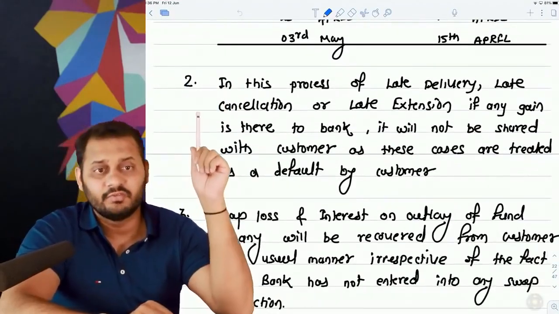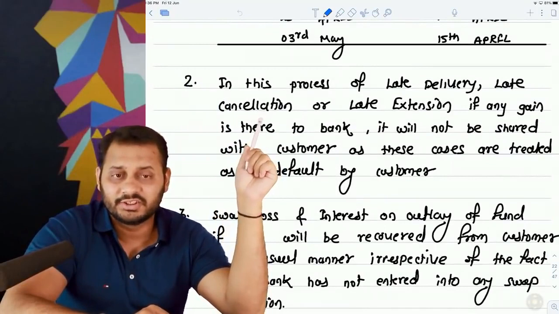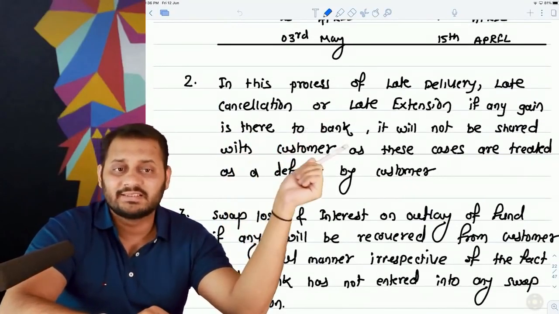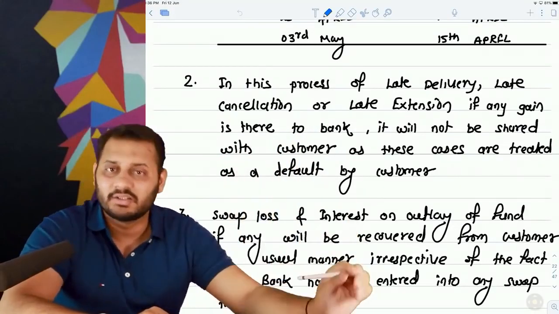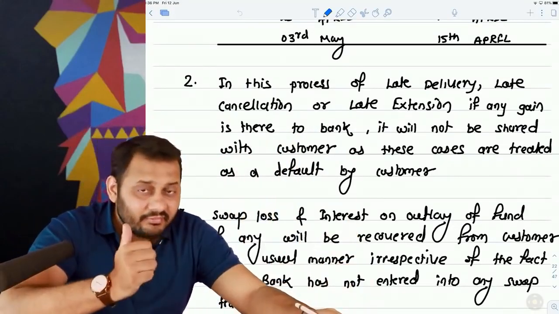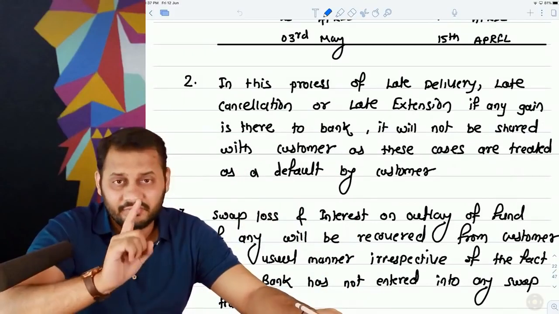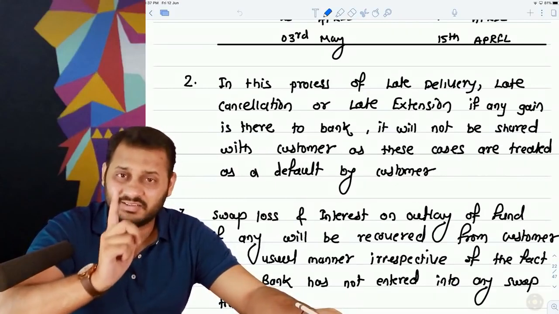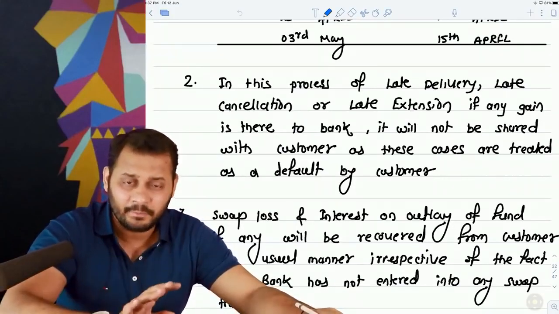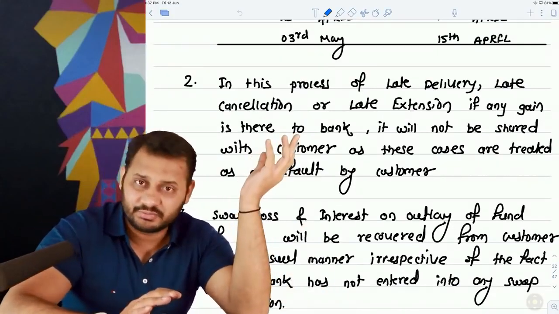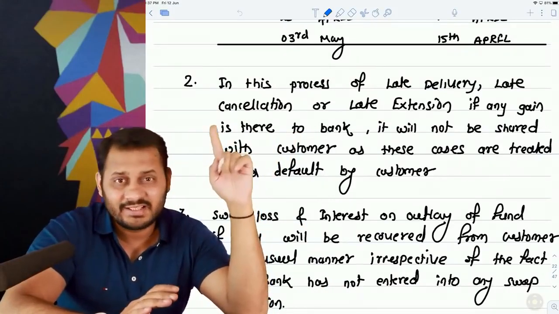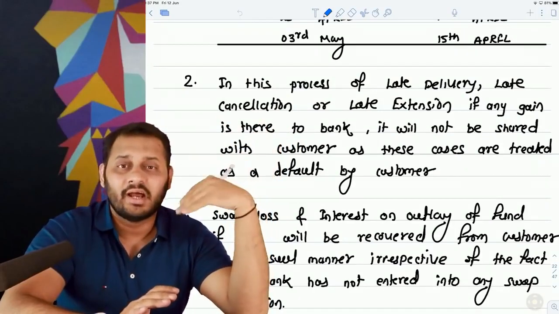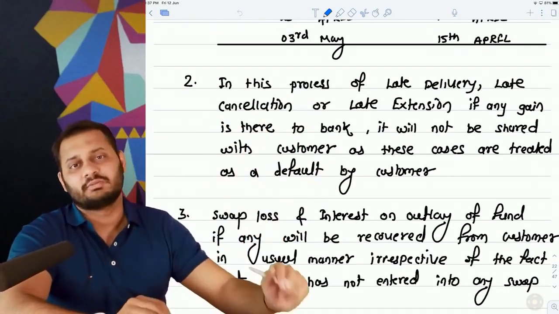In this process of late delivery, late cancellation, or late extension, if any gain is there to the bank, it will not be shared with the customer, as these cases are treated as a default by the customer. In early delivery, gain was shared with the customer. In early cancellation, due date cancellation, early extension, due date extension, everything, we used to share gain with the customer. But in case of late cancellation, delivery, and extension, no gain will be shared with the customer, and if there is a loss, it will be recovered from the customer.